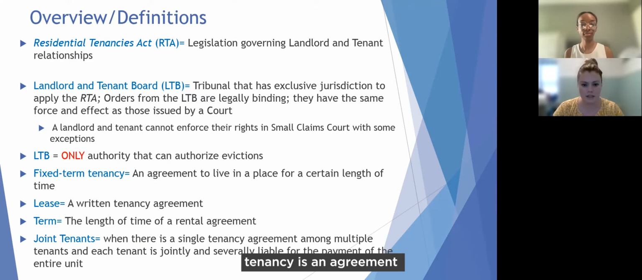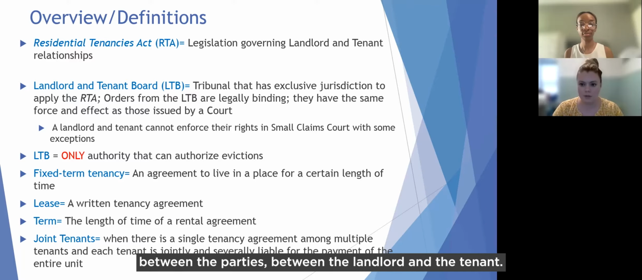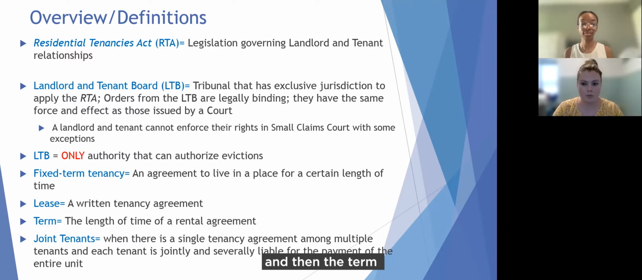A fixed term tenancy is an agreement to live in a place for a certain amount of time. A lease is a written tenancy agreement that governs the relationship between the parties, between the landlord and the tenant. And the term of the lease is the length of time for a rental agreement.